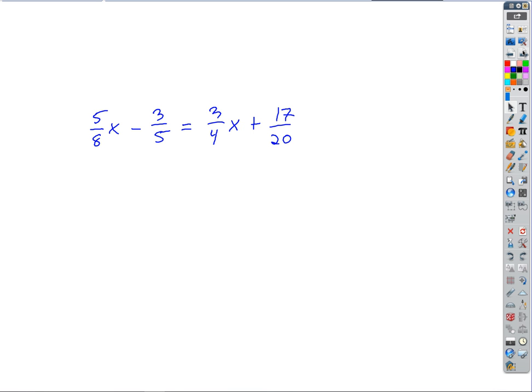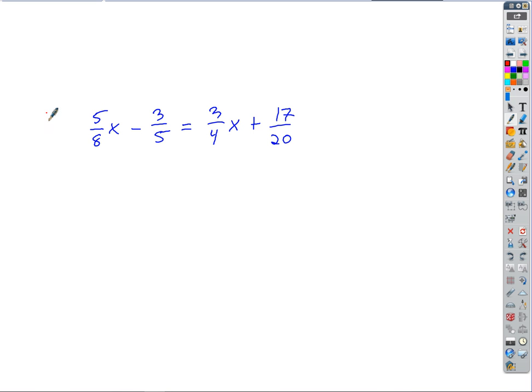Later in the year, we'll come back and review how we can go about finding the least common multiple in a little bit more strategic way, and we'll do some harder problems. But for now, I'm not going to worry about it. What is it? What do you think? 40, yeah. 40 is the smallest number they all divide into.